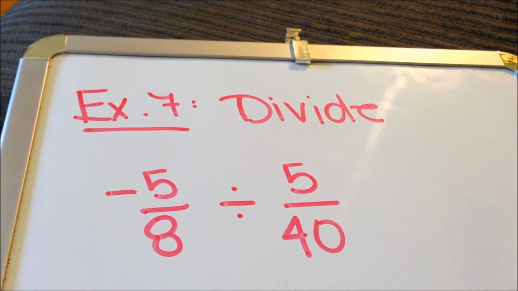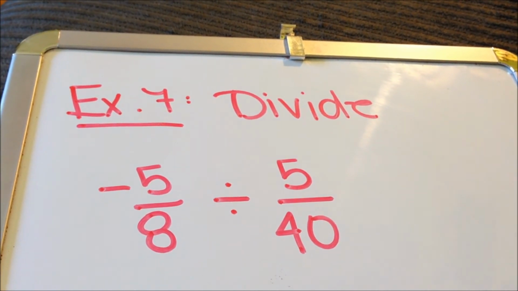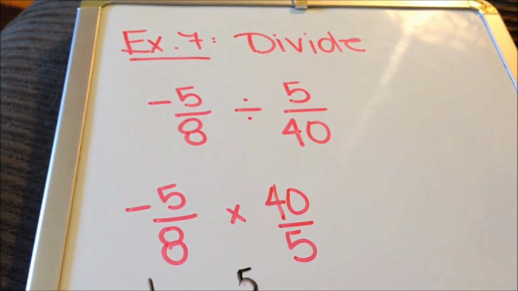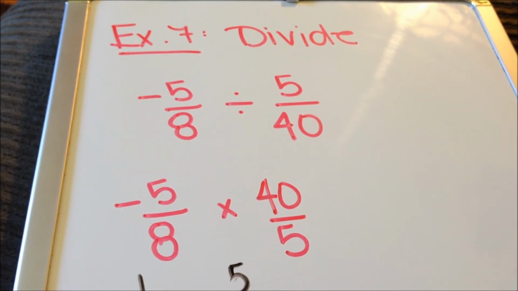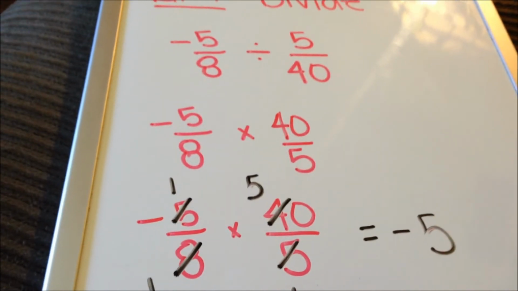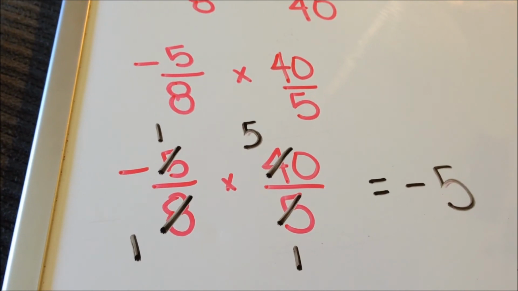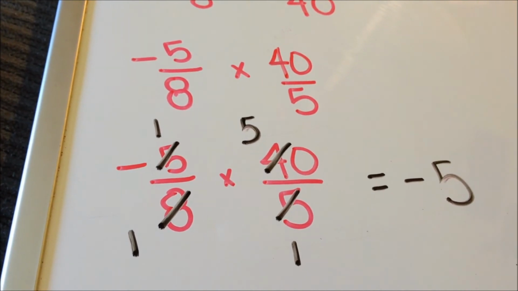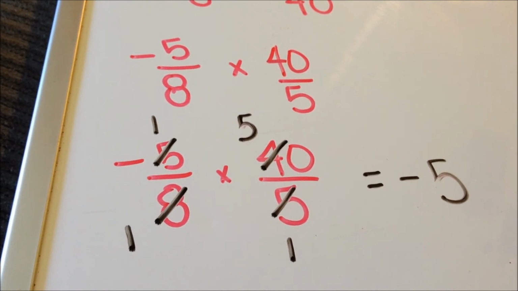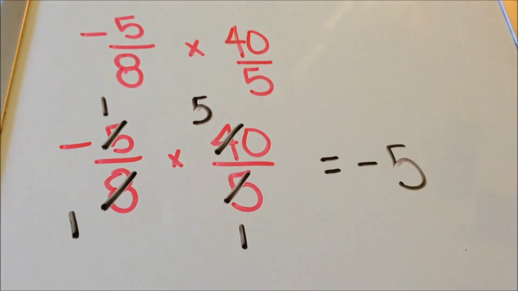Example 7, divide negative 5/8 by 5/40. Start by rewriting the problem as a multiplication problem. So negative 5/8 times the reciprocal, 40/5. Next, cross reduce. Negative 5 over 5 gives us negative 1 over 1, and 40 over 8 gives us 5 over 1. Negative 1 times 5 gives us negative 5 over 1 times 1. So our final answer is negative 5.